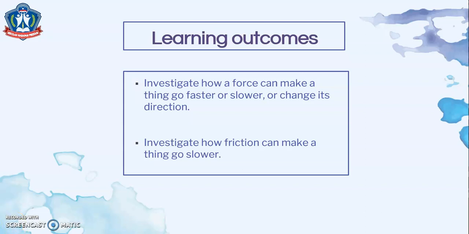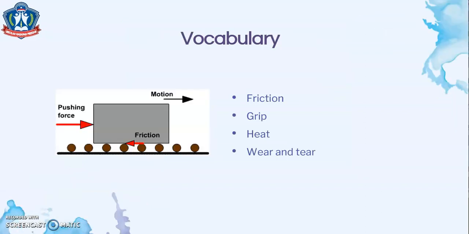Investigate how a force can make a thing go faster or slower or change its direction. Investigate how friction can make a thing go slower. For our vocabulary, we have the following words: friction, grip, heat, wear and tear. Take your time to check their meanings, children.